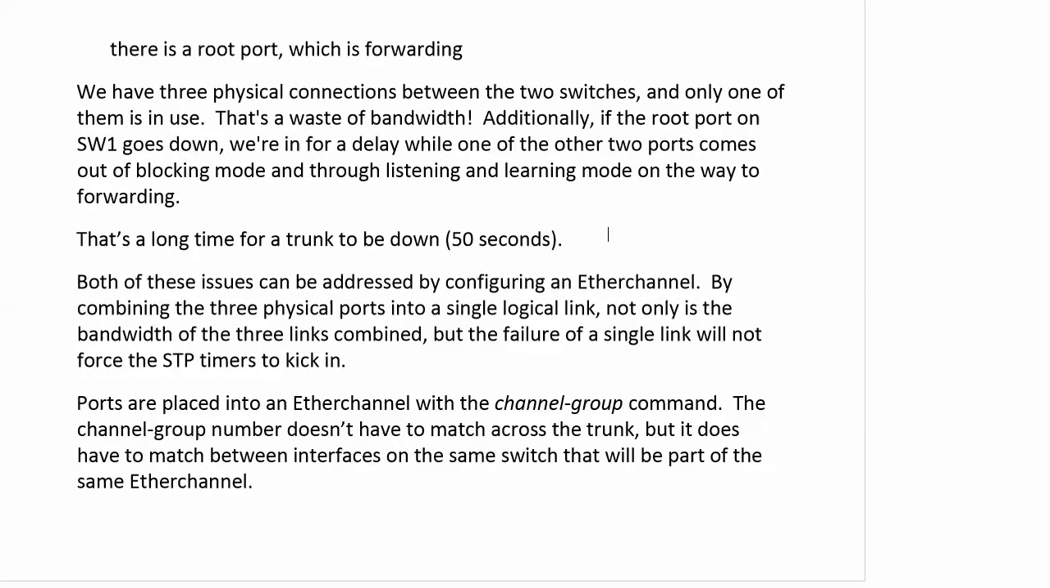We have 3 physical connections, and we know by default only one is going to be used. We also know that if the root port on the non-root goes down, we have to wait 50 seconds for another one to come back up, and that's a long time for a trunk to be down. So again, by putting all 3 of these ports into a single logical link, we get to use all the bandwidth, and if a single link fails, then we don't have a huge STP recalculation. We don't have to go from blocking to forwarding. Actually, we'll probably really mess with EtherChannels and go ahead and shut 2 links down inside of one and see what happens. That's the joy of a lab. You can do that kind of thing.